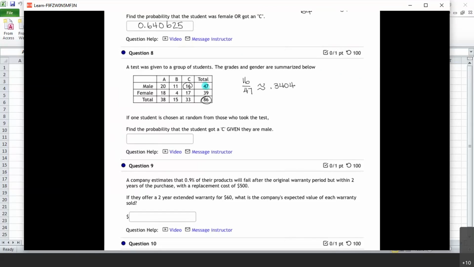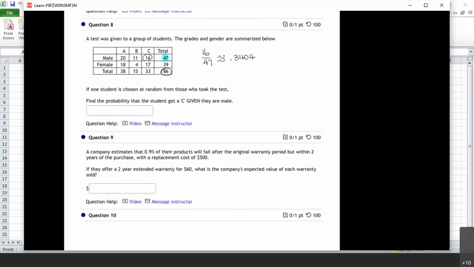All righty. Number 9 is an expected value question. It says a company estimates that 0.9%, let's render that as a decimal, 0.9% of their products will fail after the original warranty period, but within 2 years of purchase. And the replacement cost for the product is $500. If they offer a 2-year warranty at a cost of $60 to the customer, what's the company's expected value of each warranty sold? Remember, the company wants to make money selling you warranties, just like any insurance. You as the consumer hope, yeah, I'll shell out the $60. I hope I never need it.